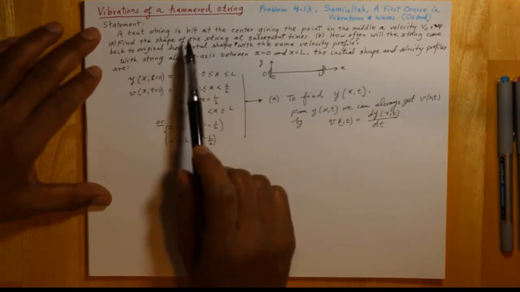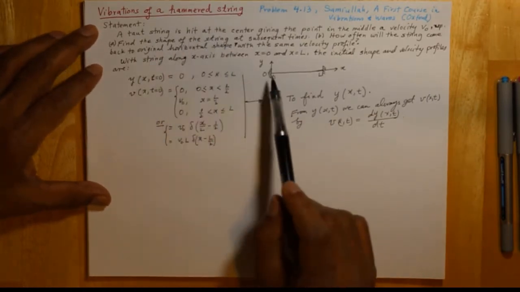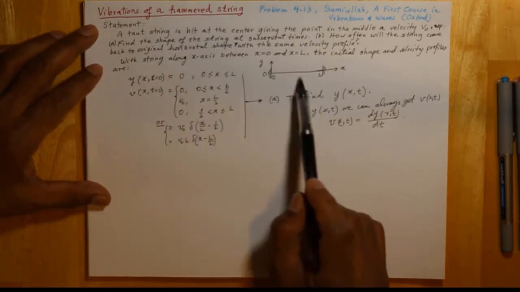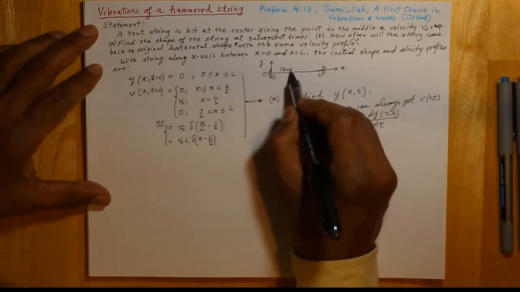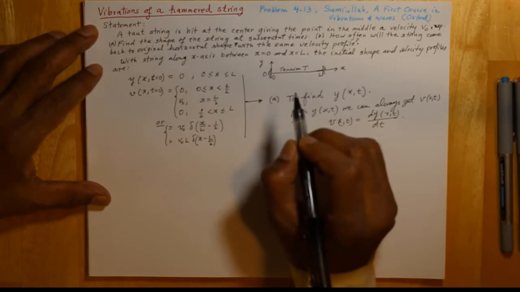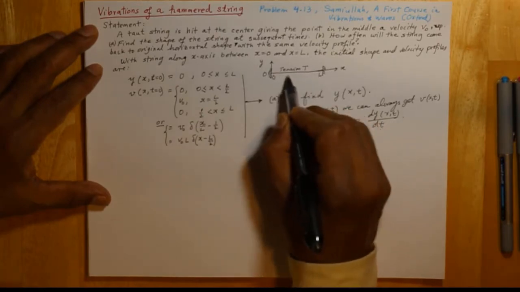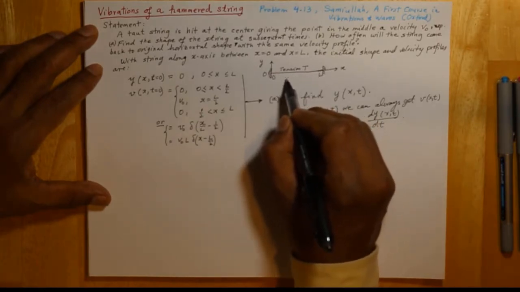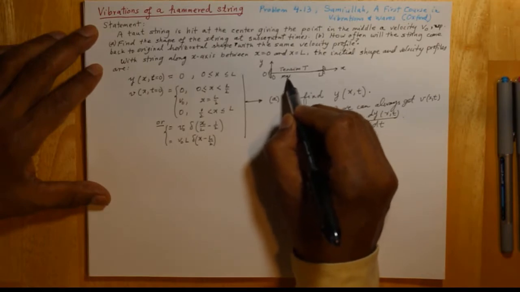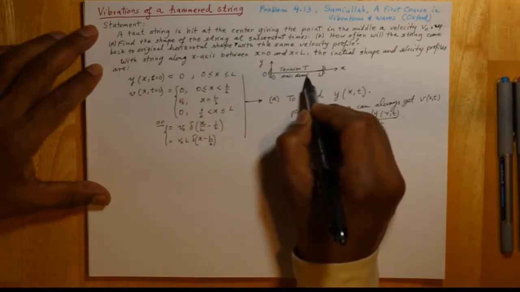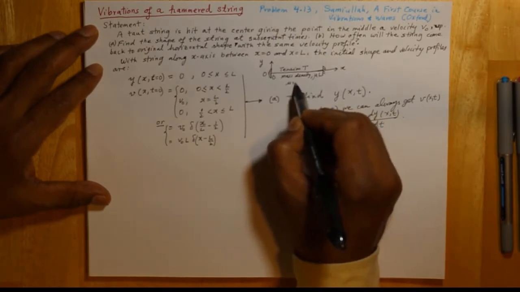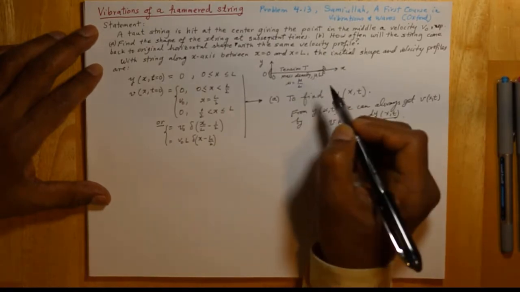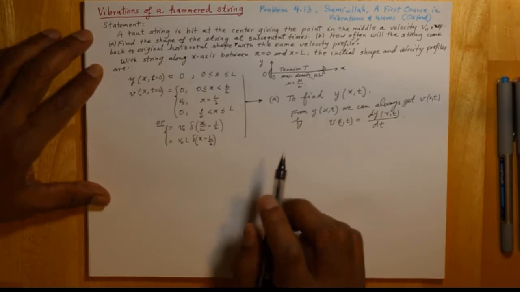So a string between 0 and L is taut with a tension T, and mass per unit length, mass density, is mu. So mu is mass over length.